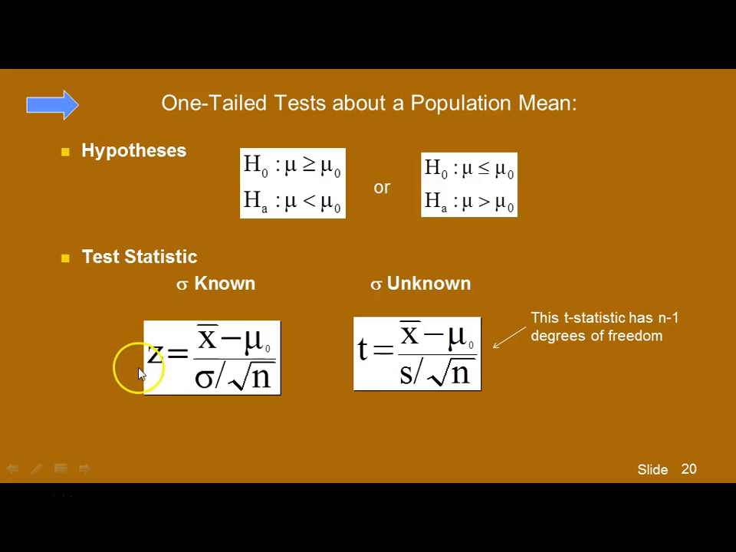Basically, if you remember what z-values do, z-values count how many standard deviations away from the mean you are. In this case, when I take this numerator, x bar minus mu 0, and I see how far x bar is away from mu 0, I divide by the standard deviation. It's basically telling me how many standard deviations my sample mean is away from the population mean, or the hypothesized population mean. If that number of standard deviations is too large, we tend to reject the null hypothesis. If it isn't, we tend to not reject the null hypothesis.